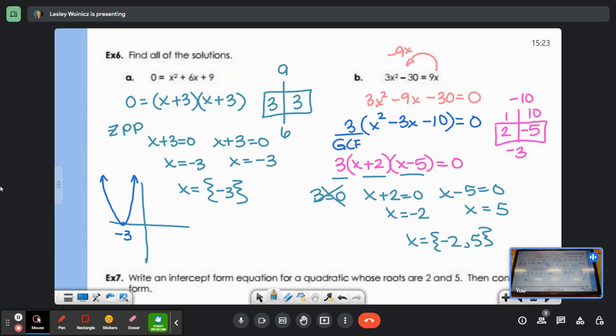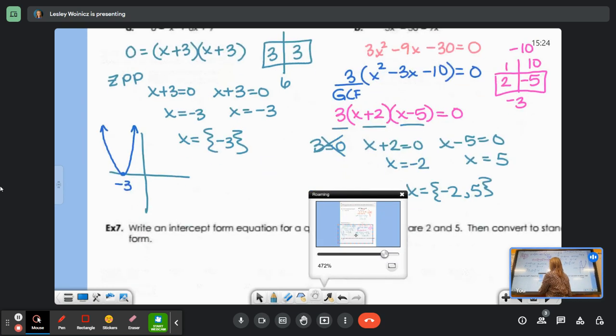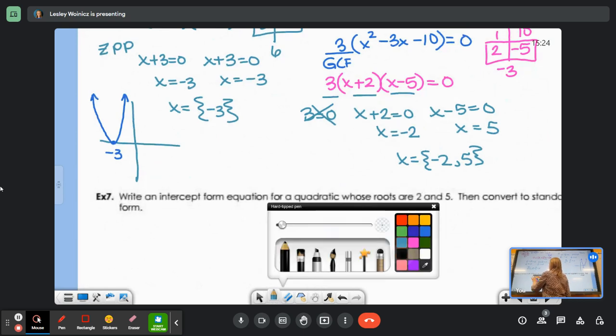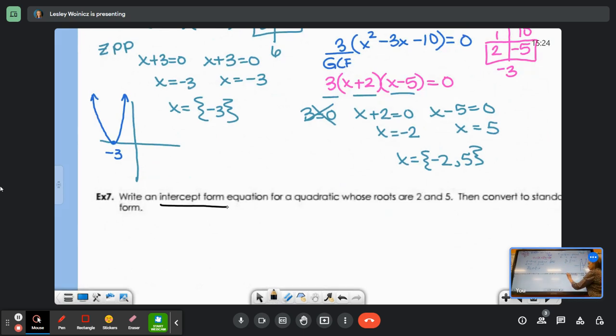Now, it's pattern time. When my root was negative 3, what were my signs in my intercept form? Positive 3, right? Okay. When I had a negative 2 down here, I had a positive 2. When I had a positive 5, it came from a negative 5 in my factor. So what I want you to do is use that pattern and write me an equation in intercept form.